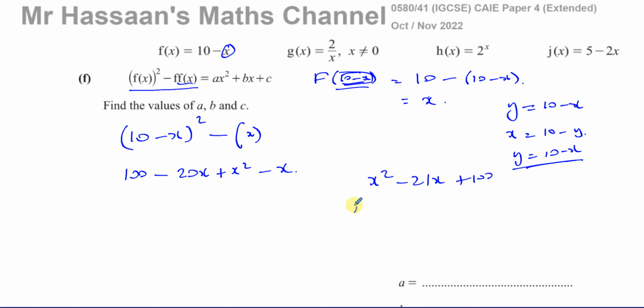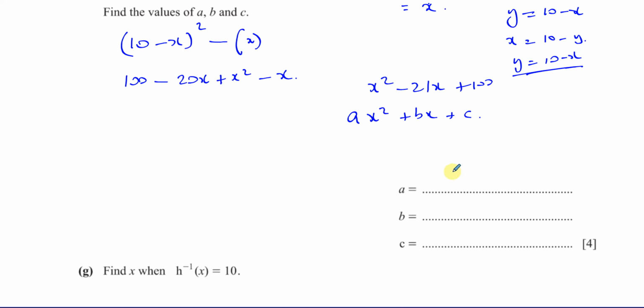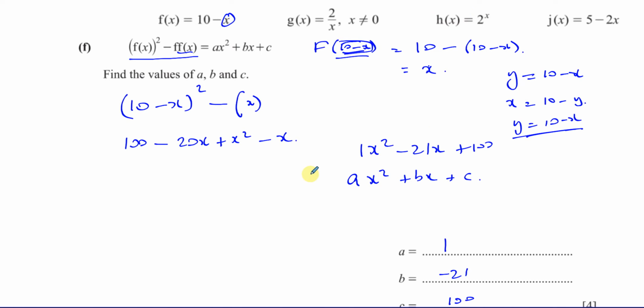All right, so we have to compare it to ax squared plus bx plus c. So you can see a is 1. This is like 1x squared. And b is minus 21, and c is 100. So there's the answer to part F of this question. Pretty simple. Just follow the instructions here.